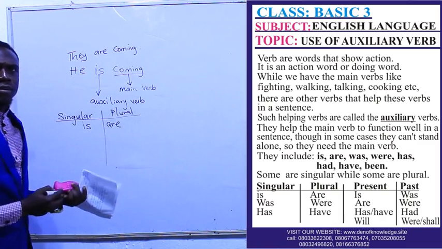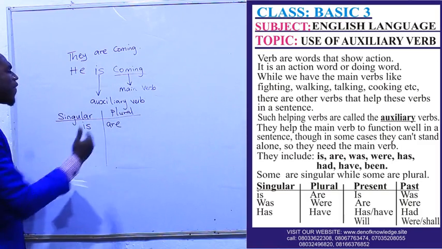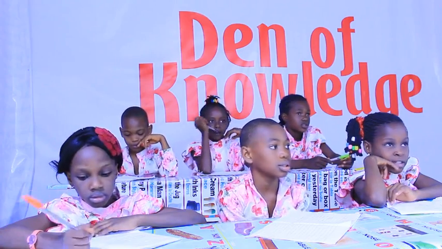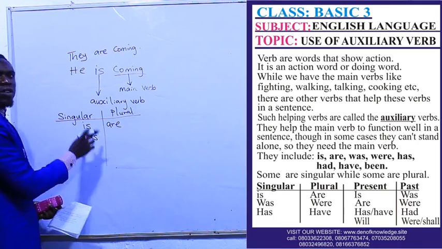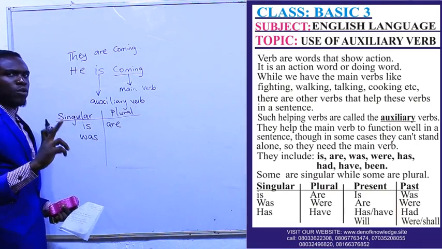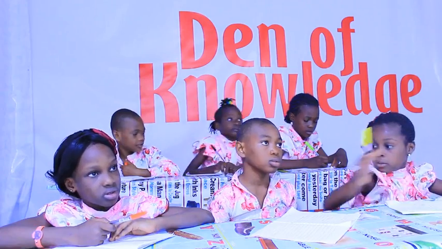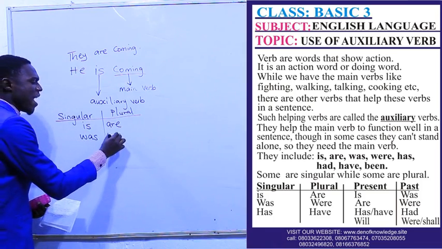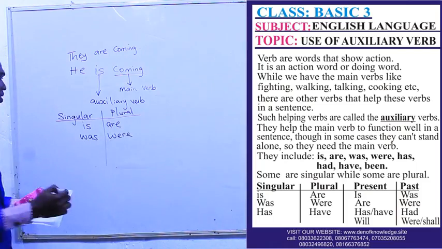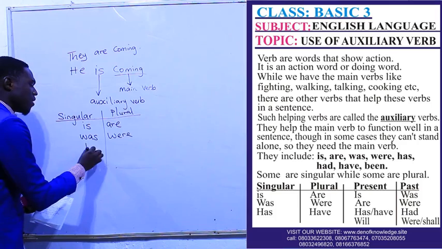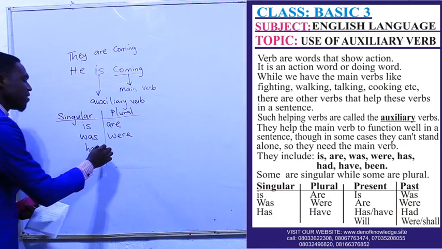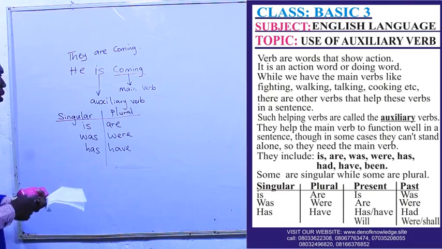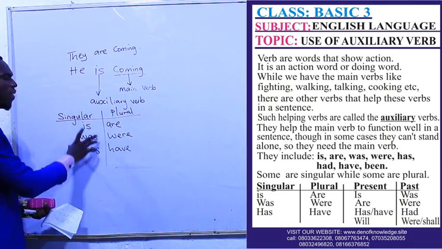Am I communicating? So there are other types of auxiliary verb we have. We have was. Was is singular. You use it when you are making a statement of a singular noun. The plural of was is what? Were. We still have has. The plural of has is have.